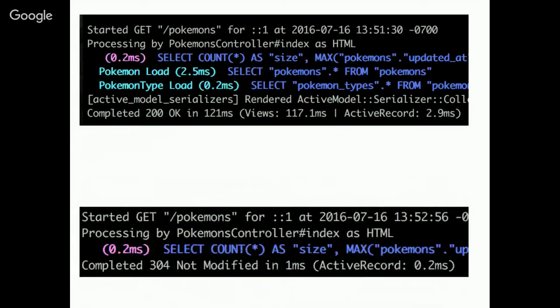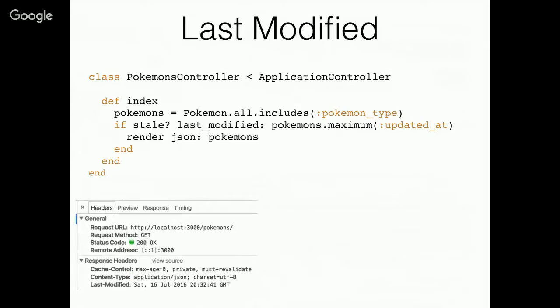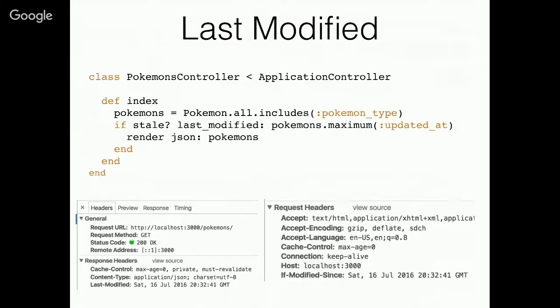Instead of e-tags, we can use a last modified header as well to perform a similar action. Here we're going to call stale, but instead of etag, we're going to say last modified, and we're going to pass that maximum timestamp here explicitly that Rails was calling implicitly last time. And you can see the etag header is replaced by a last modified timestamp, and then our client is going to hit refresh, and they're going to send us back if-modified-since. Rails is going to compare these and figure out what to do for us.